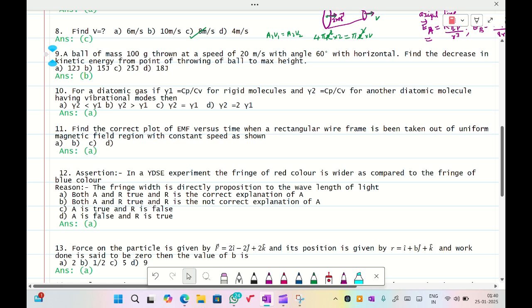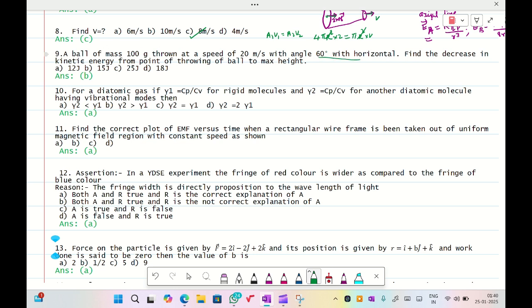Now, ninth question. A ball of mass 100 grams is thrown at a speed of 20 meter per second at an angle of 60 degrees with the horizontal. Find the decrease in kinetic energy from the point of throwing up to the maximum height. That means we have to find the initial kinetic energy and the kinetic energy at maximum height.